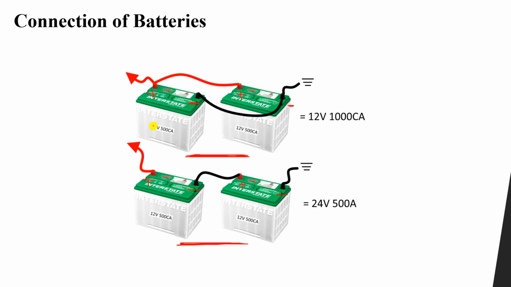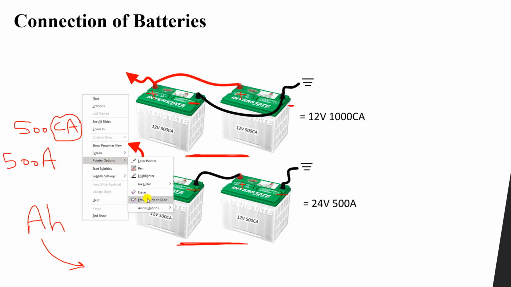Each battery is 12 volt and 500 CA, which is called cranking ampere. 500 cranking ampere means that this battery can provide 500 amperes for 30 seconds. Usually in our PV system we don't use the cranking ampere, we use the ampere hour, or how many amperes our battery provides for 1 hour.